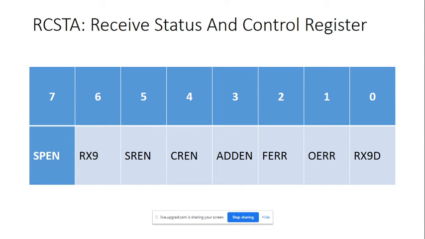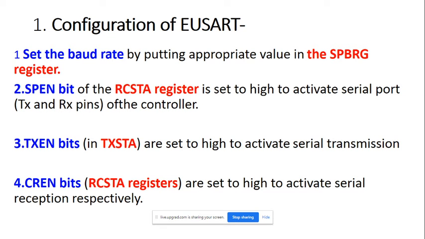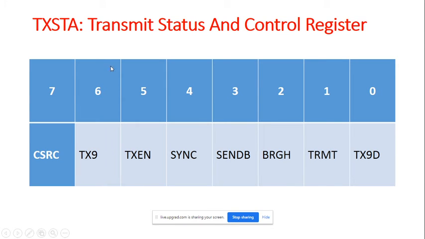Okay. Then the next bit. Your serial communication is enabled. The next step is that the TX enable, transmit enable bit, must be 1. That means the transmission process must be enabled. Now where is this bit? It is in TXSTA, the transmit status and control register, bit number 5.